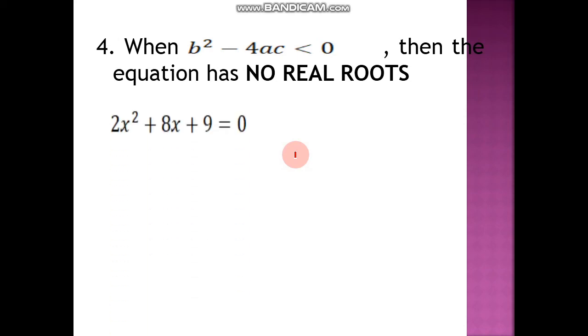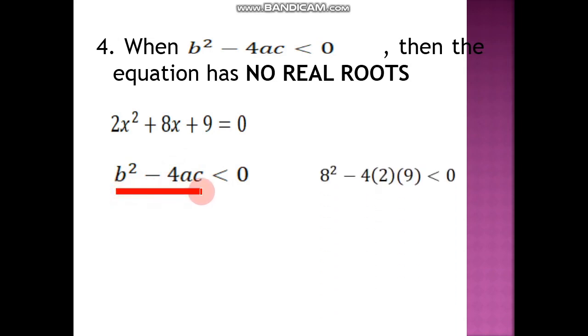Let's have this example. 2x squared plus 8x plus 9 equals 0. Let's find the discriminant and the nature of the roots. We can identify the values of a, b, and c. a is 2, b is 8, and c is 9. Using this expression again, b squared minus 4ac, substitute the values of a, b, and c here. The value of b is 8, the value of a is 2, the value of c is 9.